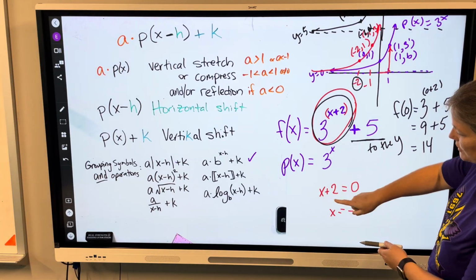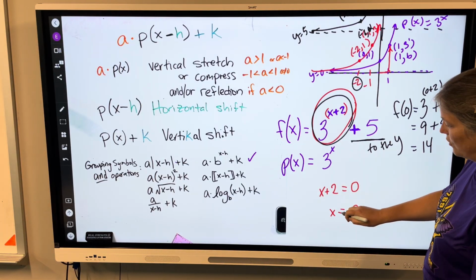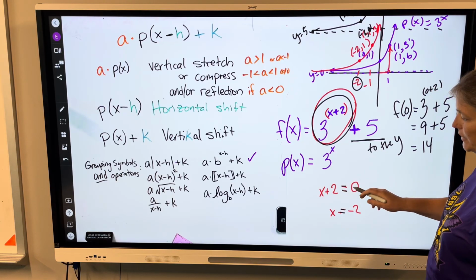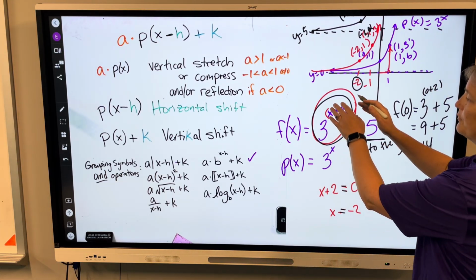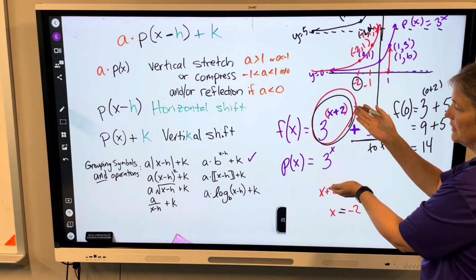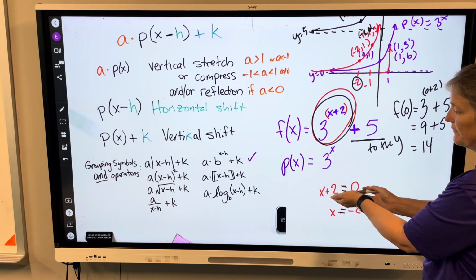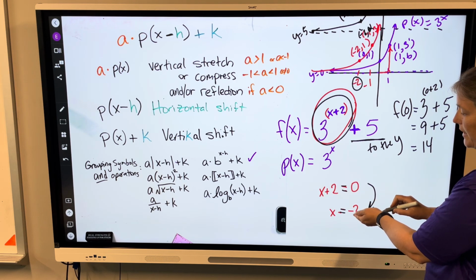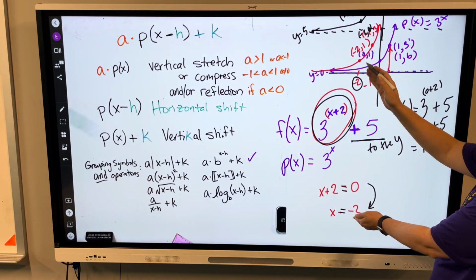These two equations are equivalent to each other. The whole x equals negative 2 is equivalent to x plus 2 equals 0. When I'm pulling the information from the equation, from the function definition, and setting it equal to 0, I'm solving for the x value that I'm going to plot.